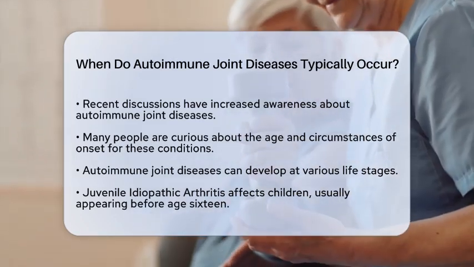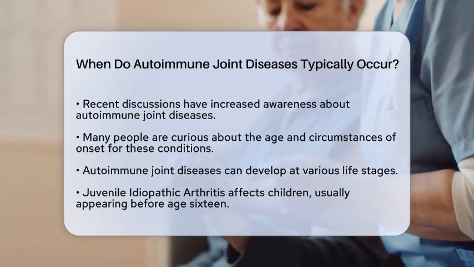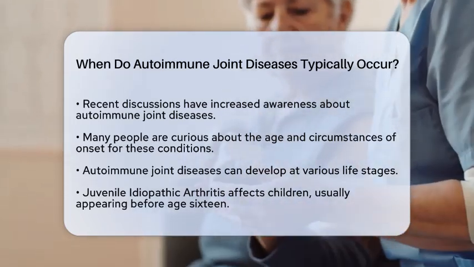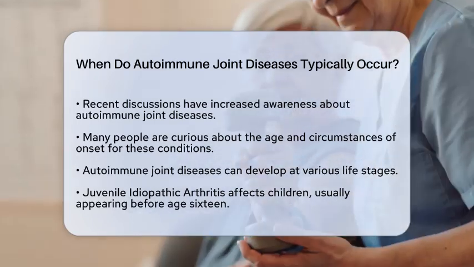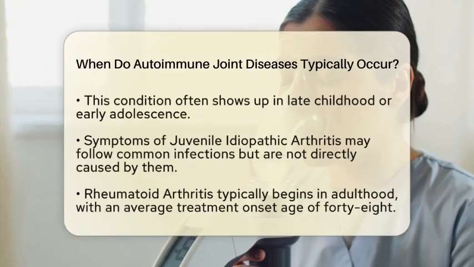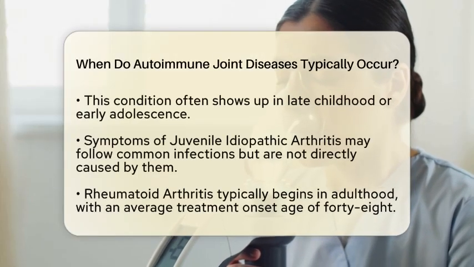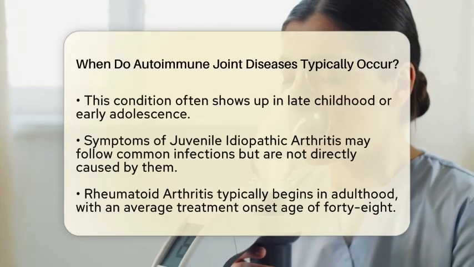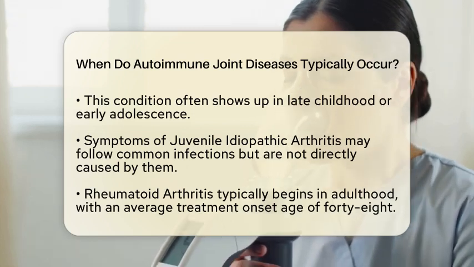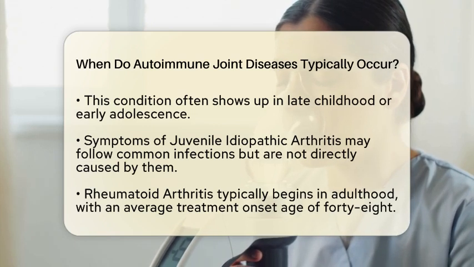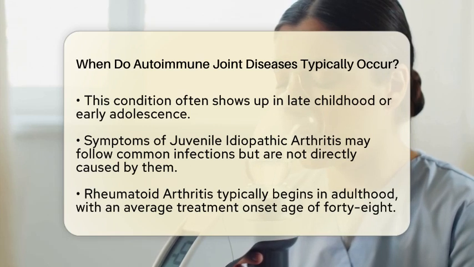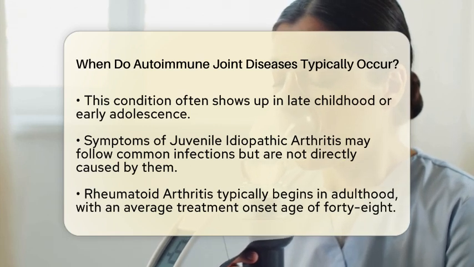Autoimmune joint diseases can emerge at different stages of life, depending on the specific condition. For instance, juvenile idiopathic arthritis, which affects children, usually appears before the age of 16. This condition often manifests in late childhood or early adolescence. Symptoms of juvenile idiopathic arthritis can sometimes follow common infections, which may trigger the immune system in children who are genetically predisposed. However, it is important to note that infections do not directly cause the disease.